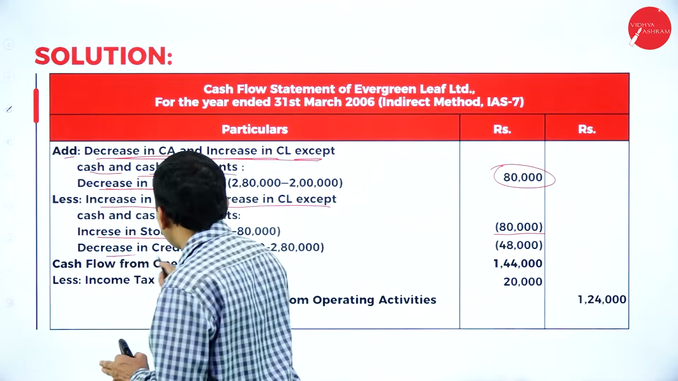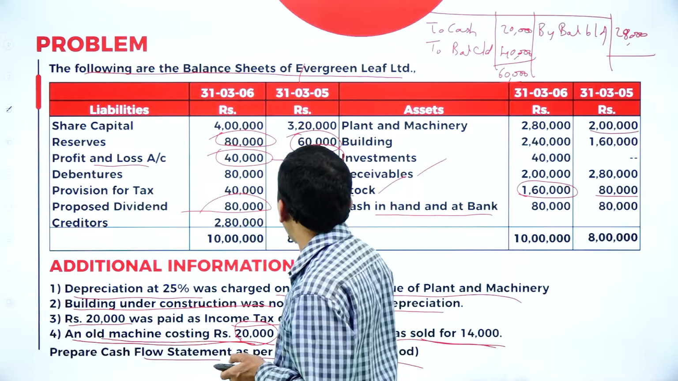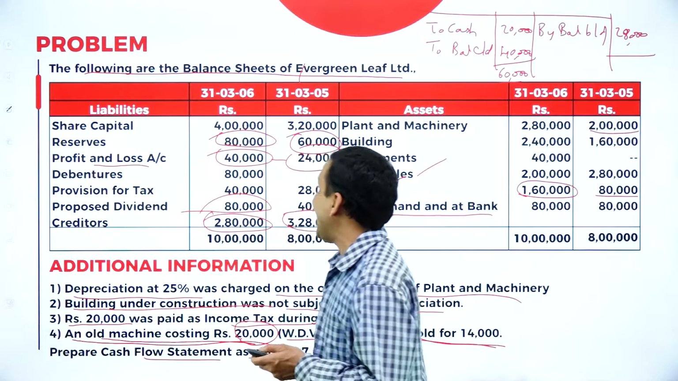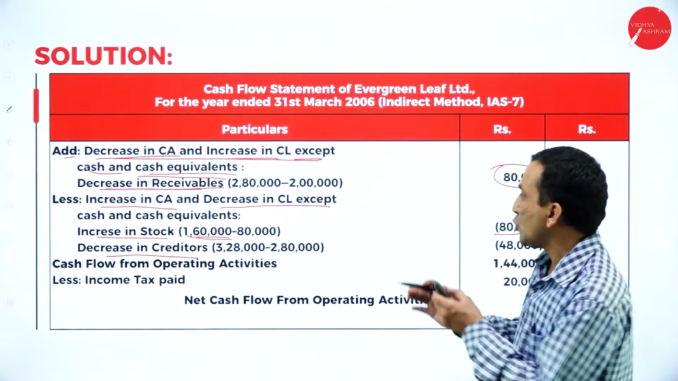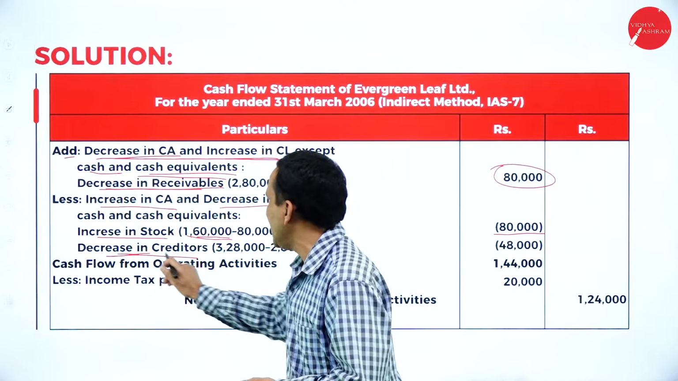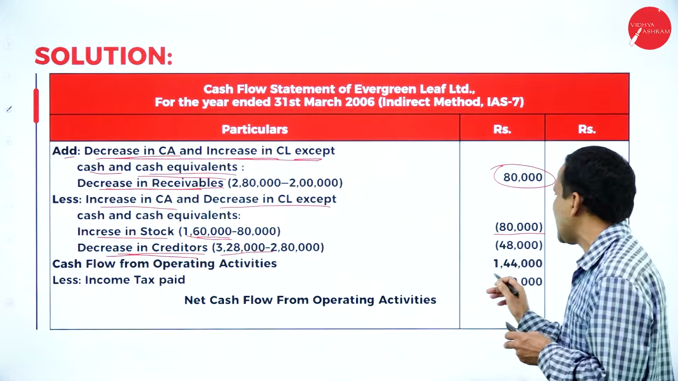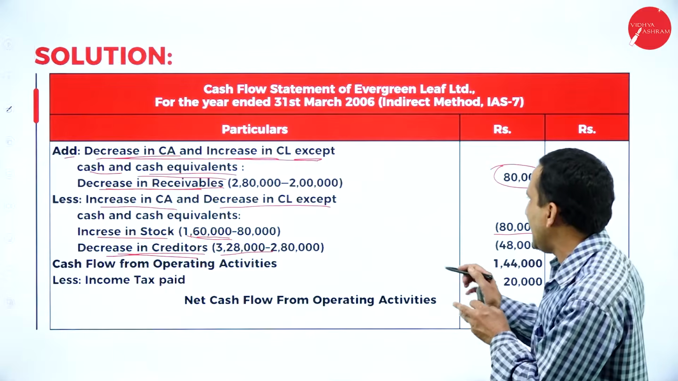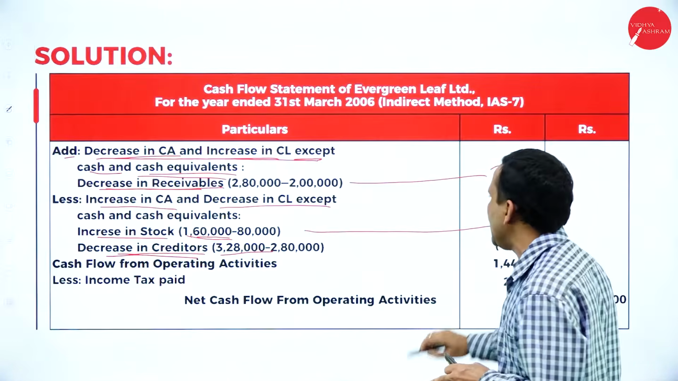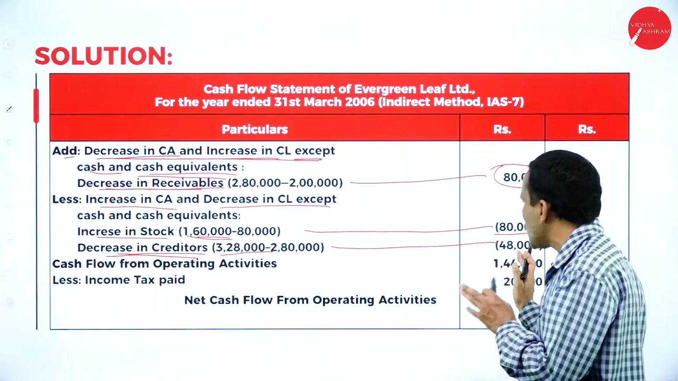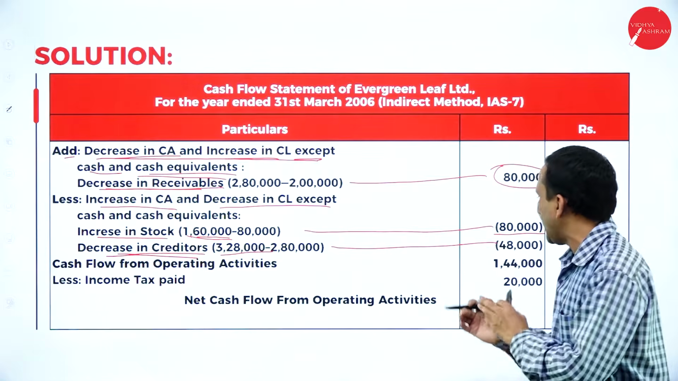And the next one, decrease in creditors. The creditors item, the opening date is 3,28,000 and the closing date is 2,80,000. Your responsibility is a decrease here. So that's what we need to consider: decrease in the creditors. 3,28,000 minus 2,80,000, if you subtract, you get a positive 48,000 here. The first one is applicable for receivables, the second is stock related 80,000, and the difference of 48,000 comes under the decrease in the creditors, your responsibility decreasing. Now we need to take the difference here.